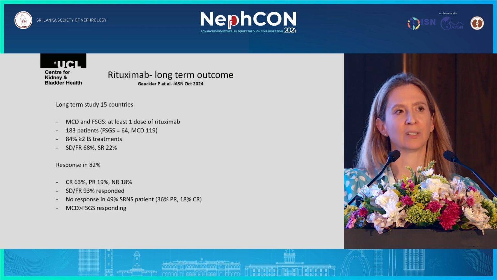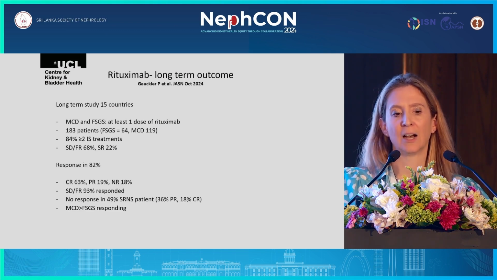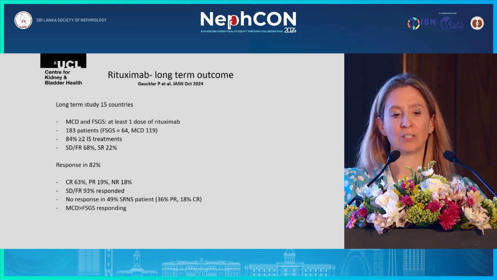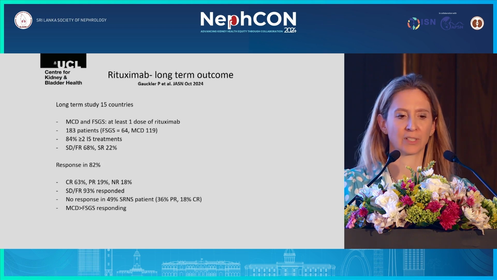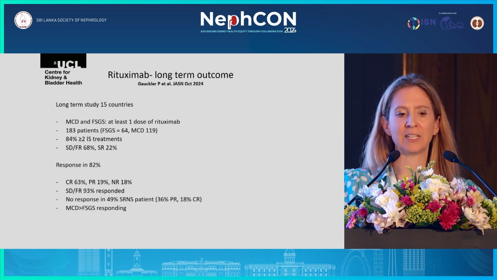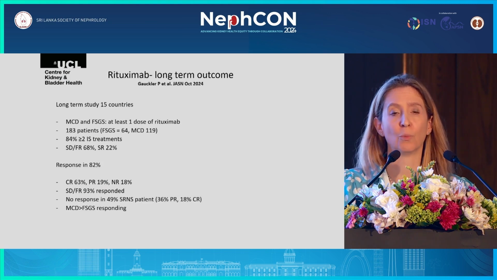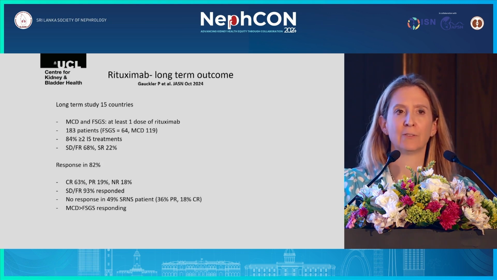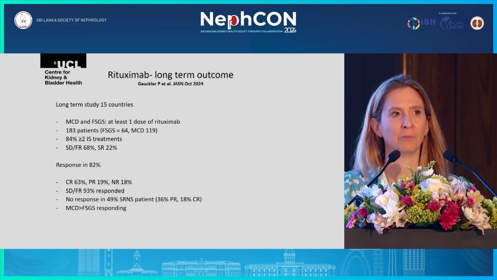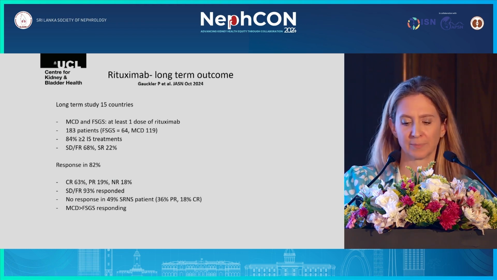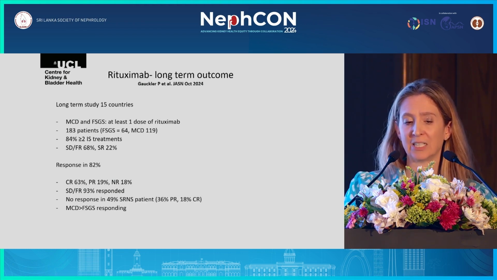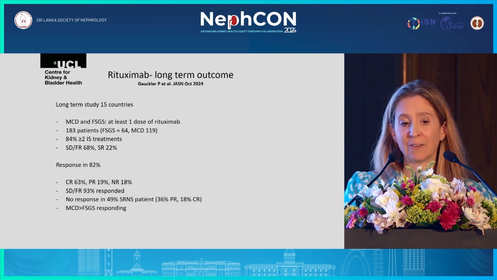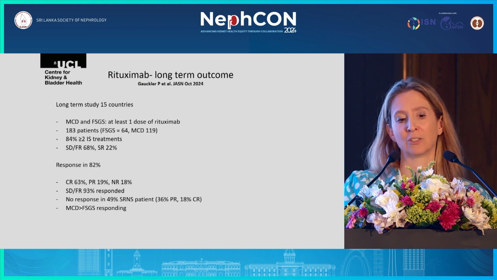This is a long-term study involving many European countries, involving patients with minimal change or FSGS who had at least one dose of rituximab. So 183 patients, most of whom had at least 2 or more immunosuppressive treatments, many of whom were steroid-dependent, frequently relapsing patients rather than non-responders. What this long-term study basically showed is that a significant proportion of patients were in a complete remission and responded to rituximab. Those patients who were frequently relapsing steroid-dependent, 93% of patients responded.